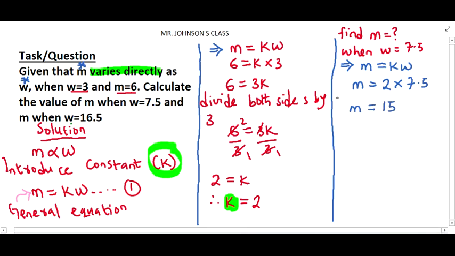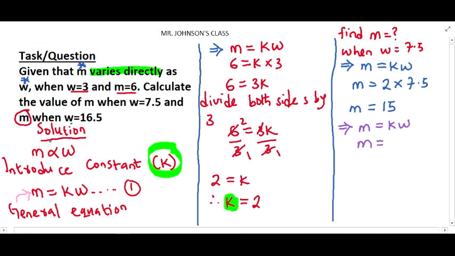We've gotten 15. Now the next part of this question stem is saying, and W and M again. We have to solve for M two times. Always be conscious of what you're solving for. That will really help you to get the accurate answer. So we're solving for M again. Let's bring back our general equation that says M equal to KW. So M, we don't know what M is again.